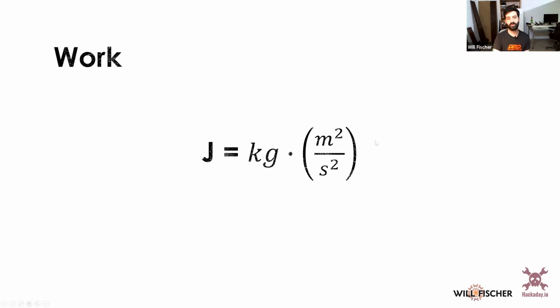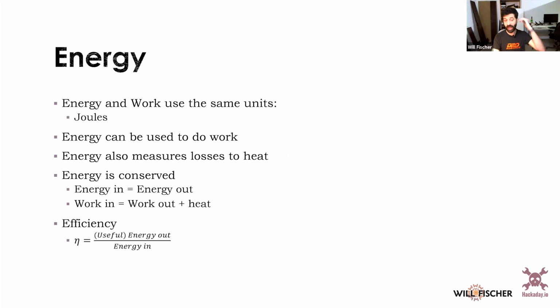Cool, moving right along. Energy is in the same units as work, joules, and it can be used to do work, though it isn't necessarily the same thing because it can be a lot of different things. Energy can also measure losses to heat, and it is always conserved. What that means is that in a system, the amount of energy that goes into it will always come out in some form, eventually. And that's a really important thing.